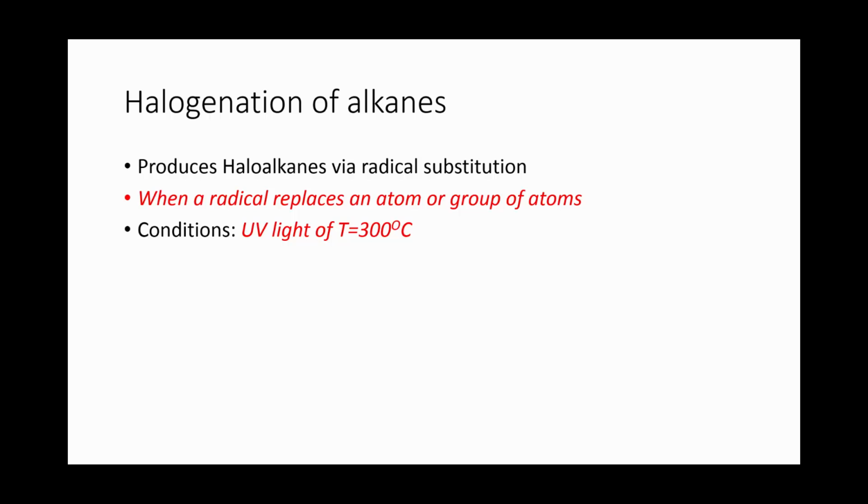Now you'll remember that substitution is defined as replacing an atom or a group of atoms with something else, right? Pretty simple, it's as the name suggests. But as with anything in chemistry, we need certain conditions for this to work. And the conditions are UV light. For this process to begin, we need UV light, or indeed a temperature of 300 degrees C. And there's nothing else to it really, that's the main concept.